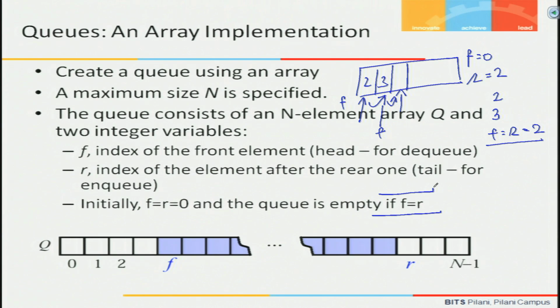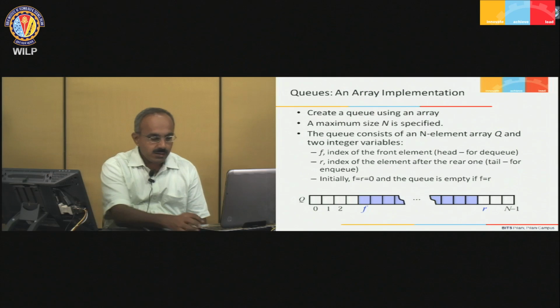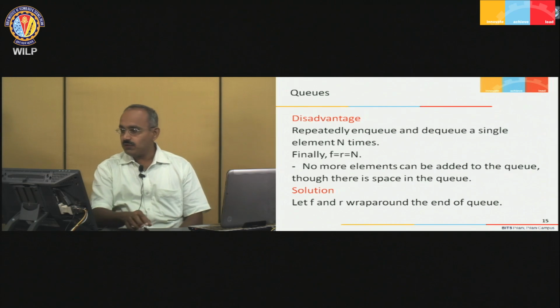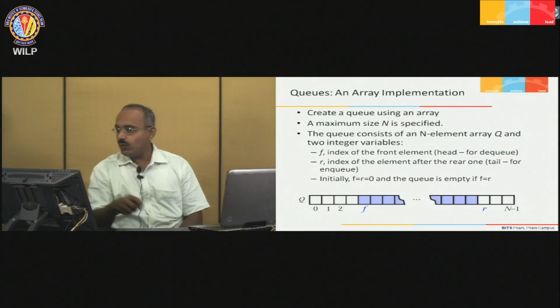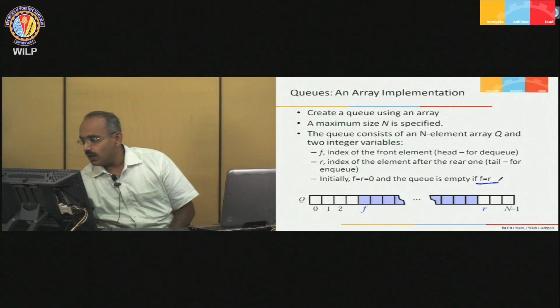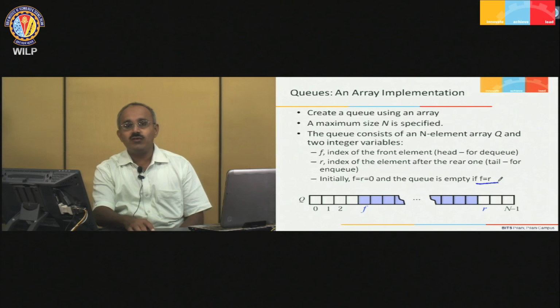Right? So initially the queue is empty, that time f is equal to r, and they both point to the same index, which is 0. As you keep on adding elements and removing elements, at any stage if you have f equal to r equal to whatever index, that would indicate that the queue has no elements in it. Right? So that explains this particular condition, that f equal to r is going to imply that your queue is empty.